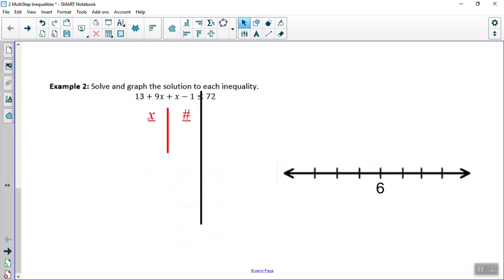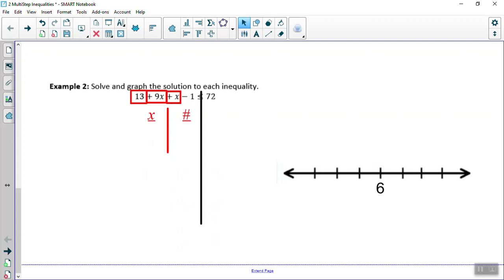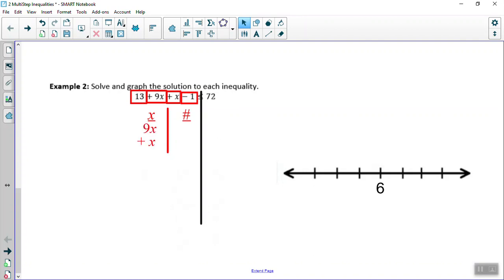I'm only simplifying the left side right now. Okay? So I have each of my separate terms. If you want, you can box up each of your terms. Sometimes that does make it a little bit easier to look at. So now my x terms were the 9x and the plus 1x. My constant terms were the 13 and then minus 1. So now I'm going to combine those together.